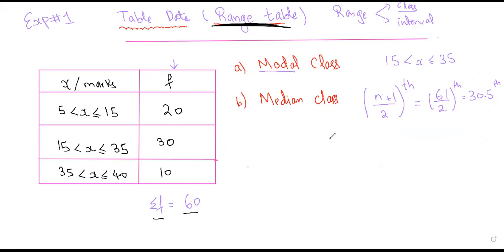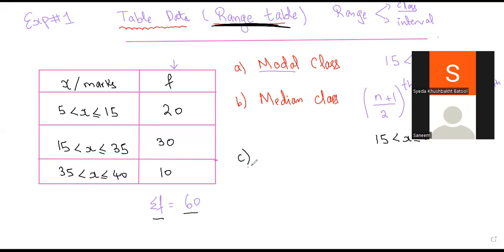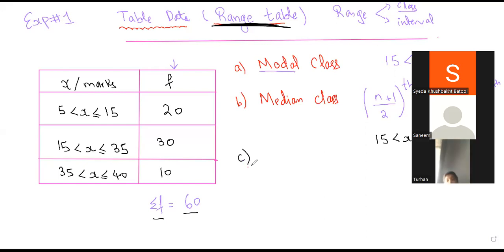Right, so we are going to write down the answer. It would be 15 less than x less than or equal to 35. Okay, these two were easy. Let's talk about the third one, that is mean.